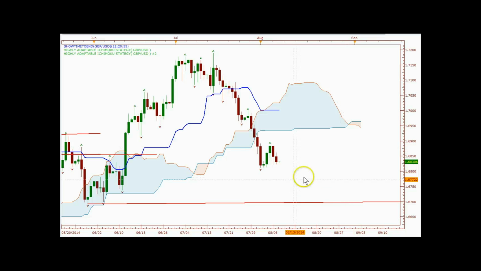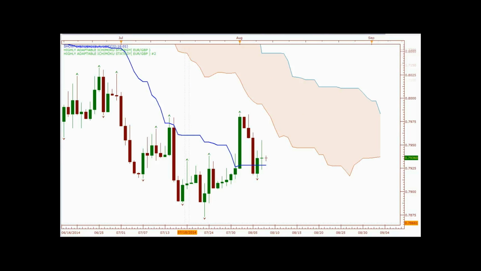You have this psychological level at 6,800, but nothing major. You could see nothing really happened at that level prior. So we'll just wait on this. This is the pound dollar. We're going to move on probably to the euro pound and see what that's doing.